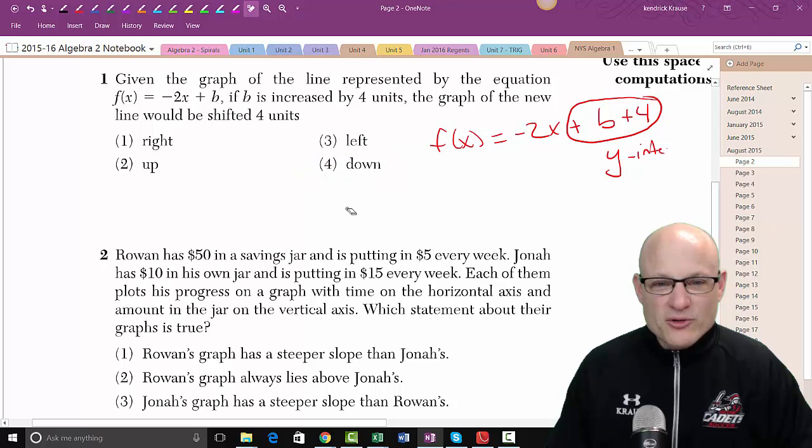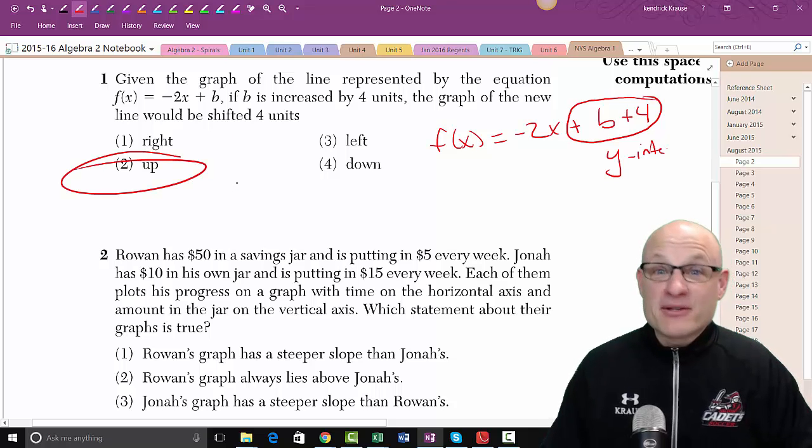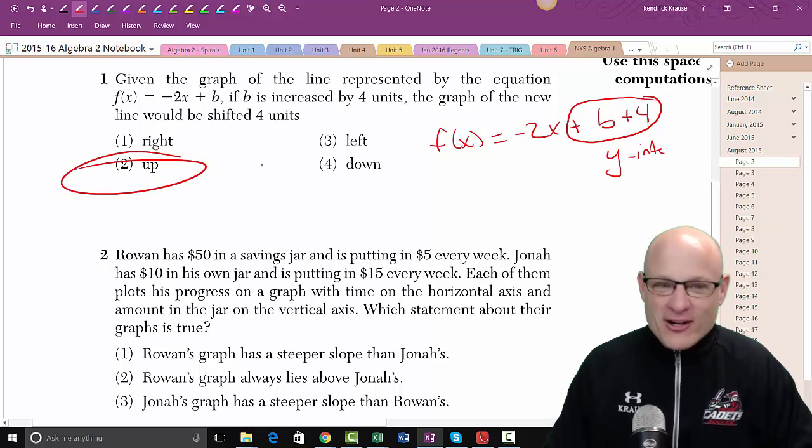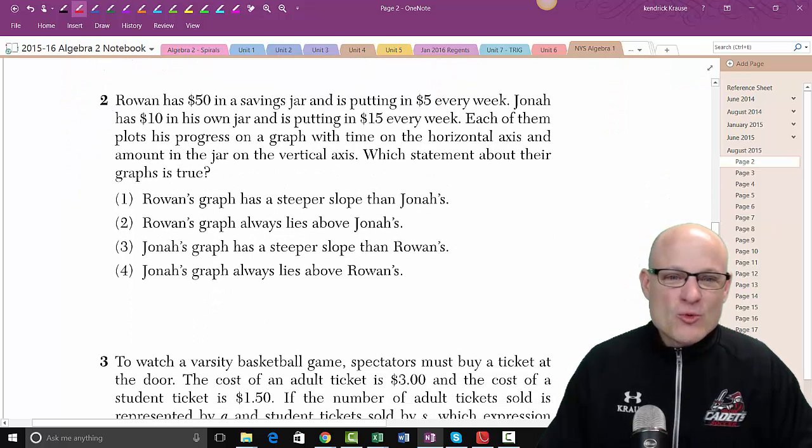I circled down and said up. Woo! It's going to be a rough video, kids. Let's try up. It's going to go up 4 units. Yes, it's definitely going to go up 4 units. And I circled up. Yay! Oh my goodness.